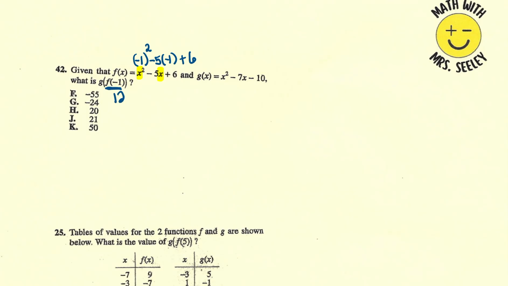So I have 12, and then it tells me to take 12 and go put that into the g function. So now I'll come over here to the g function, and everywhere there's an x, I'm going to put in a 12. So I would go to my calculator and say 12 squared minus 7 times 12 minus 10. Just type it in very carefully, and you get K.